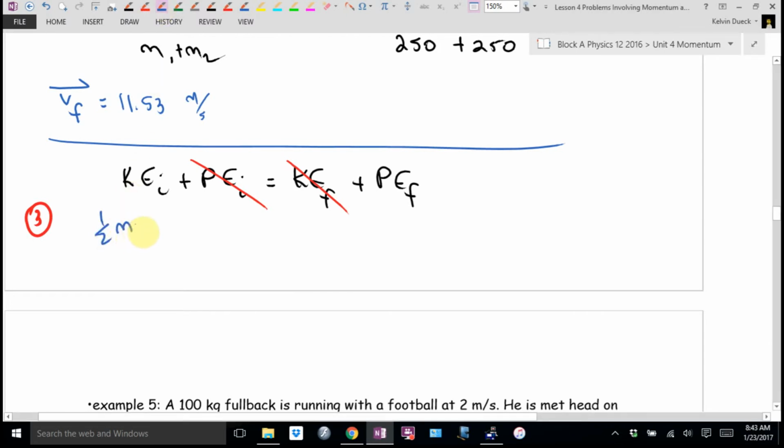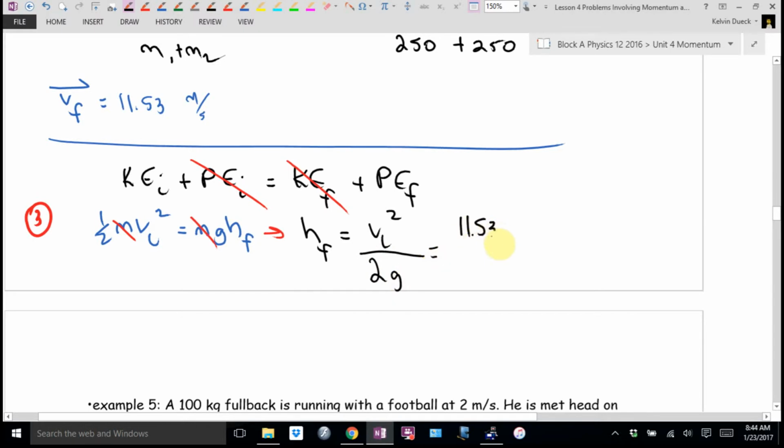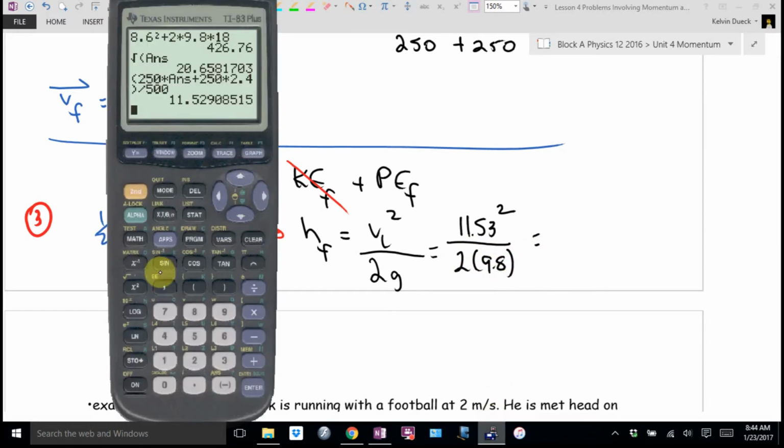A half mv initial squared equals mgh final. Now this mass would be the mass of both of them, but the m cancels. And I guess to get the final height by myself, it's going to be vi squared divided by 2g. It's going to be 11.53 squared divided by 2 times 9.8. This number squared divided by 2 times 9.8. And I get 6.78 meters. Woohoo!